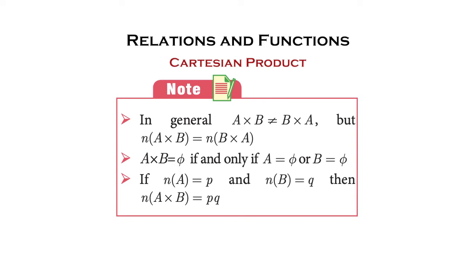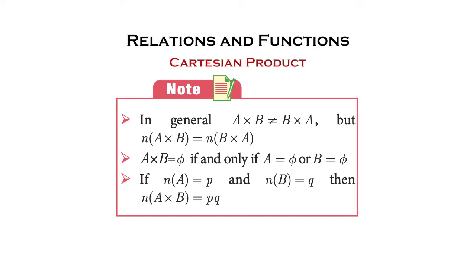But n of A cross B is equal to n of B cross A. When it is A cross B, you will be writing the elements of A first and then B. When it is B cross A, you will be writing the elements of B first and then A. So the set of ordered pairs will not be the same. So A cross B is not equal to B cross A. But n of, which means cardinality, the number of elements in A cross B and the number of elements in B cross A, will be the same for both cases.